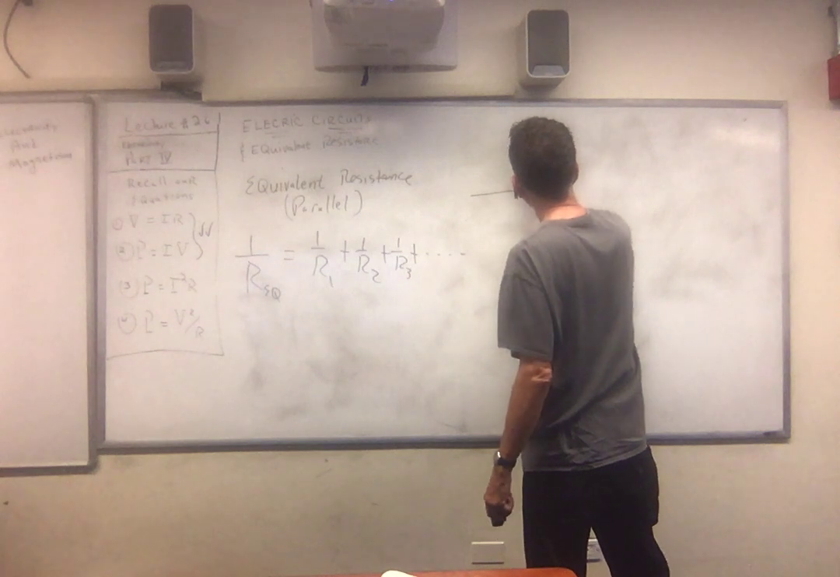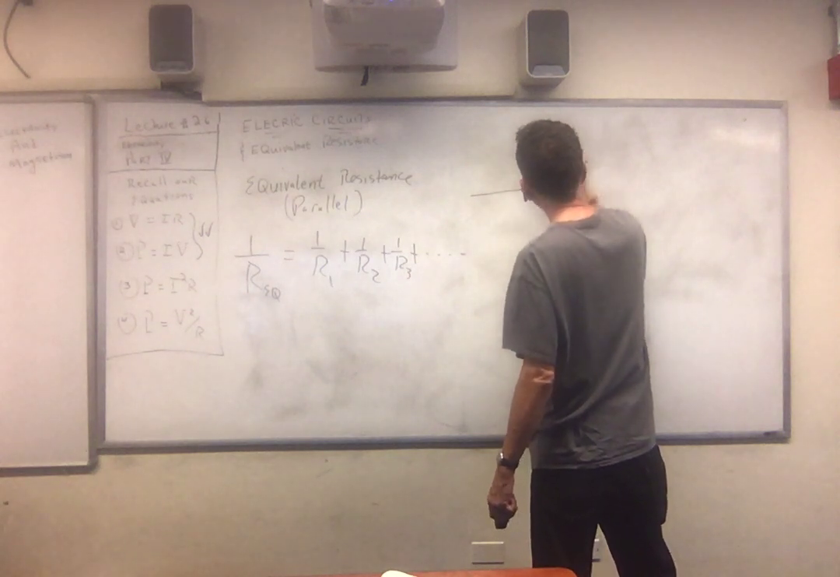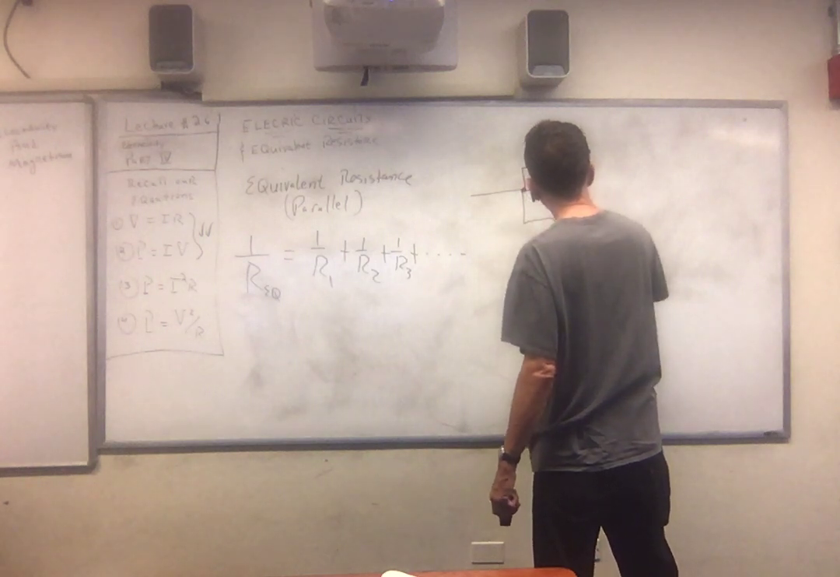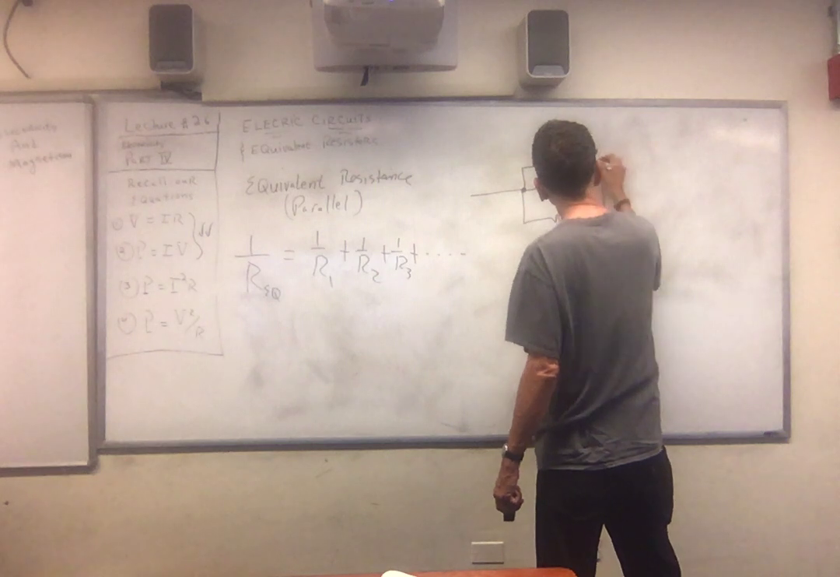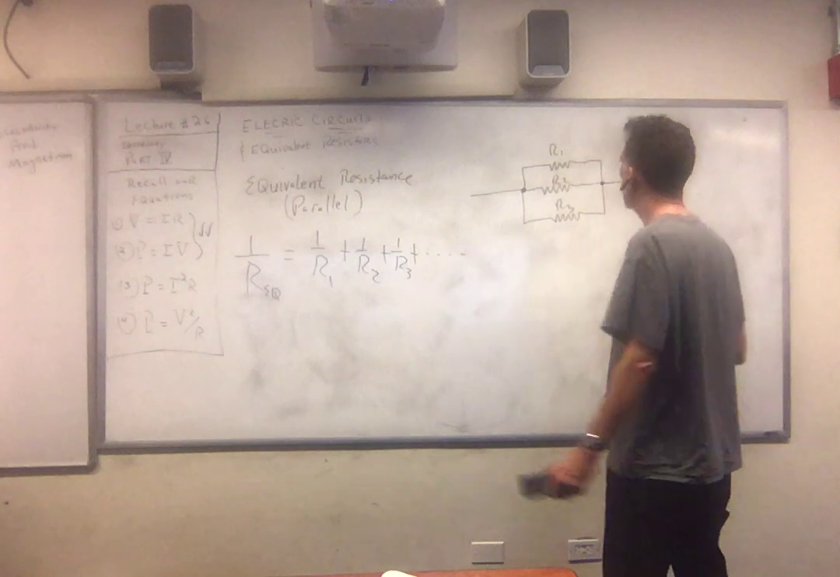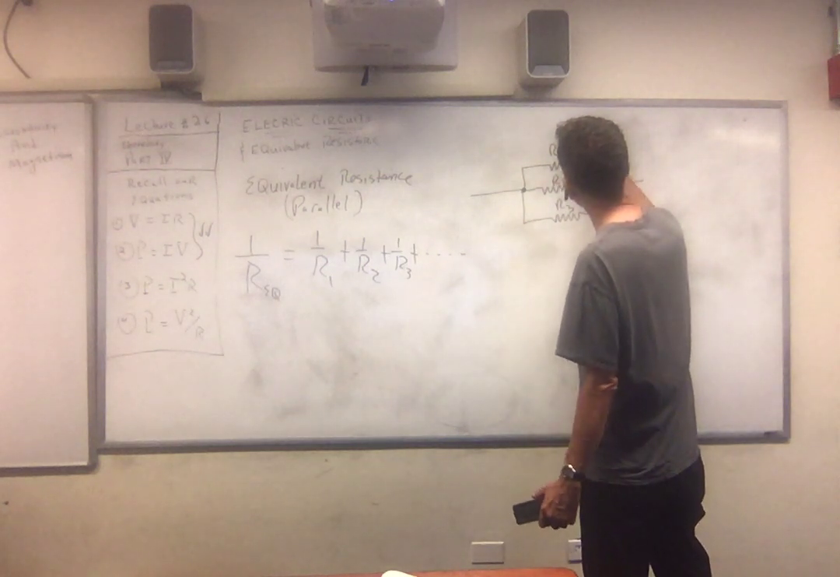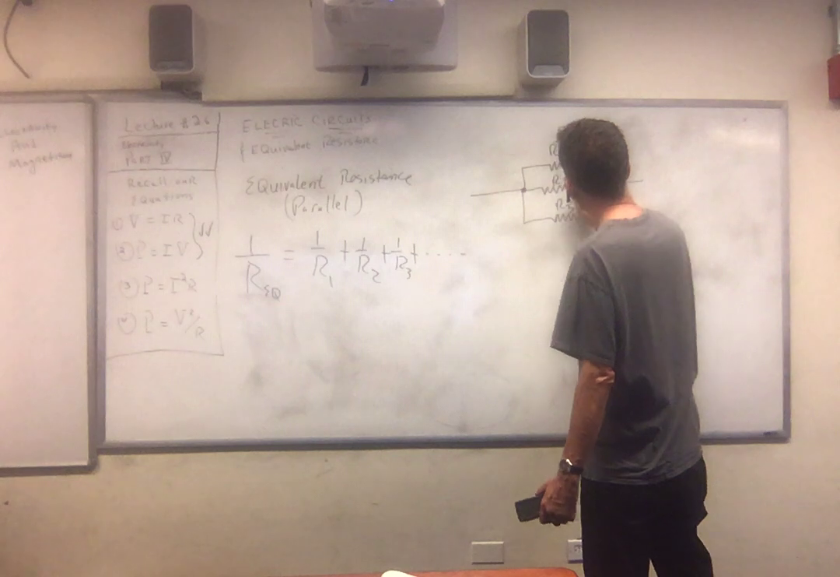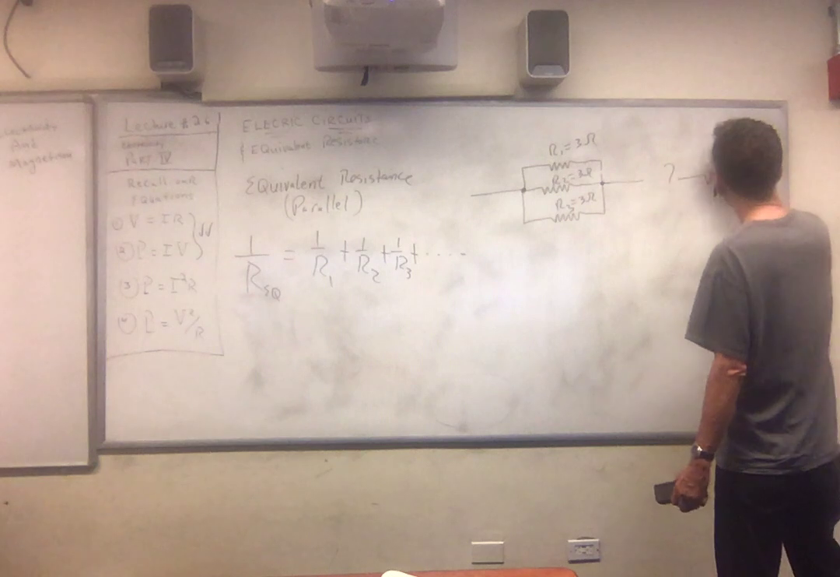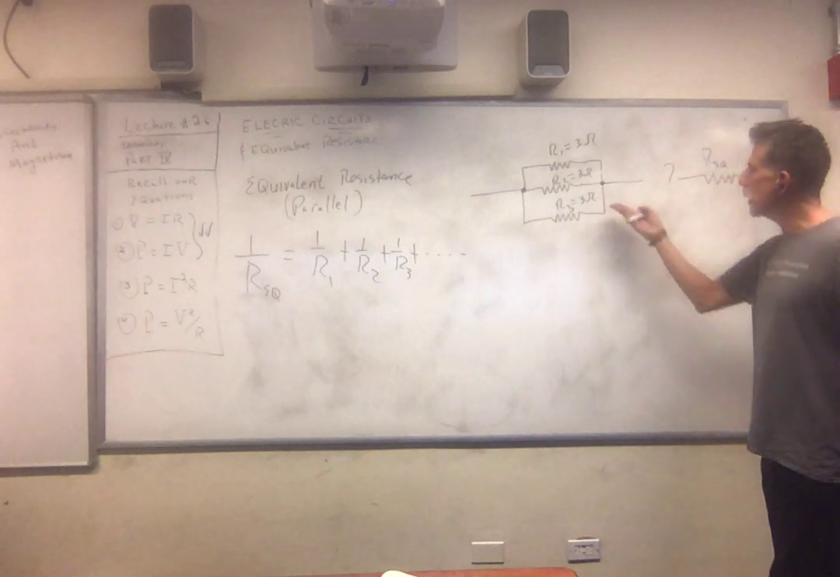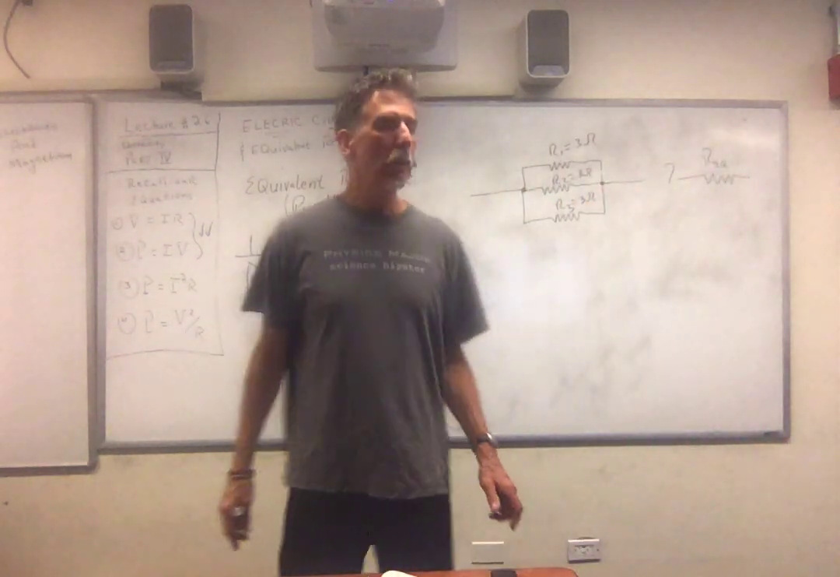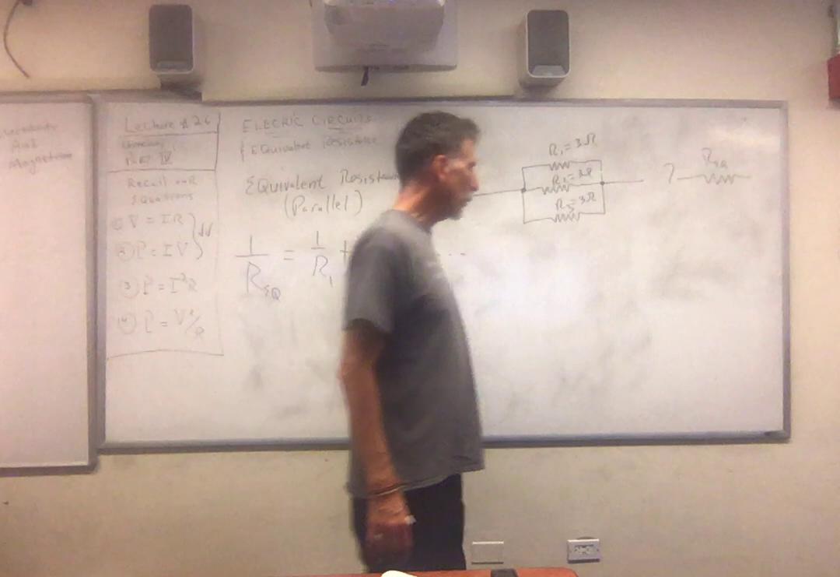Okay, here's my junction. So here we have R1, R2, and let's do R3. So these are my three resistors. Let's just say that this is equal to 3 ohms. And let's say that's 3 ohms. And let's say that's 3 ohms. So the question is, what is R equivalent? What are these three resistors in parallel equal to, what equivalent resistor do we have to calculate?